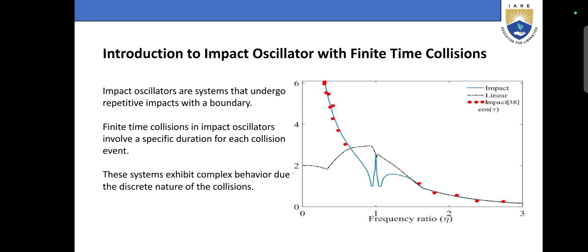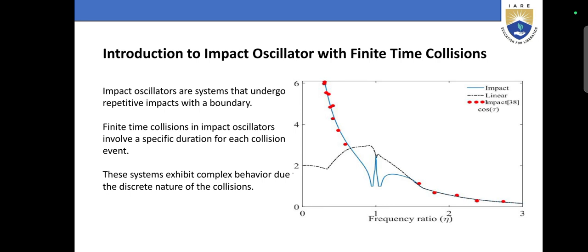Introduction to impact oscillators with finite time collisions. Impact oscillators are systems that undergo repeated impacts with a boundary. Finite time collisions in impact oscillators involve a specific duration for each collision event. These systems exhibit complex behavior due to the discrete nature of collisions.